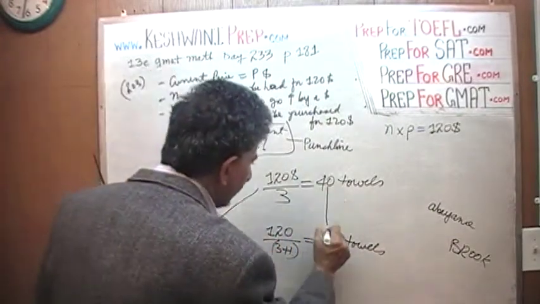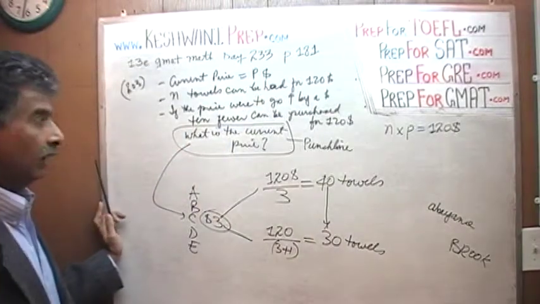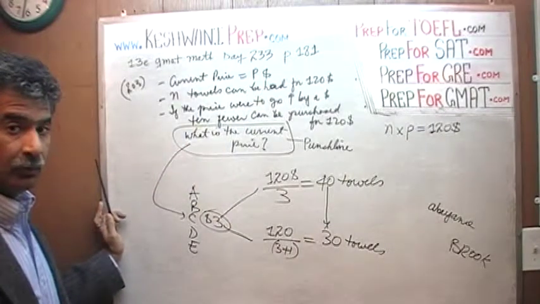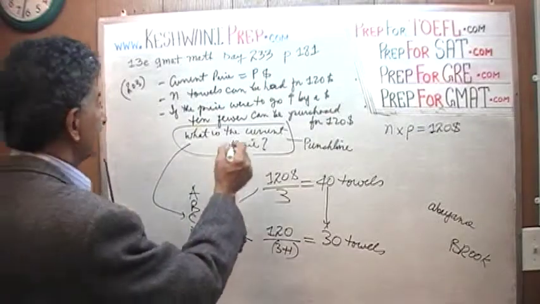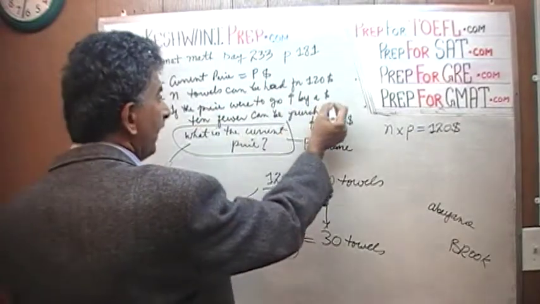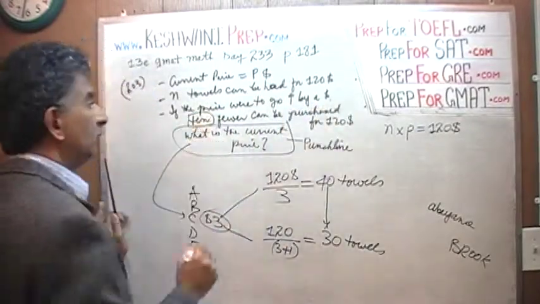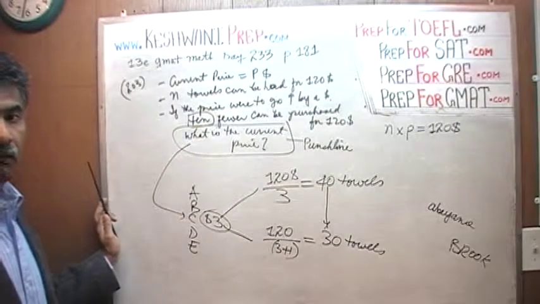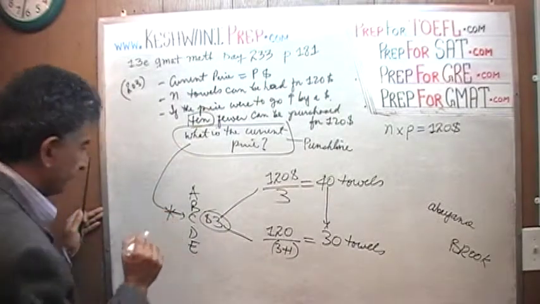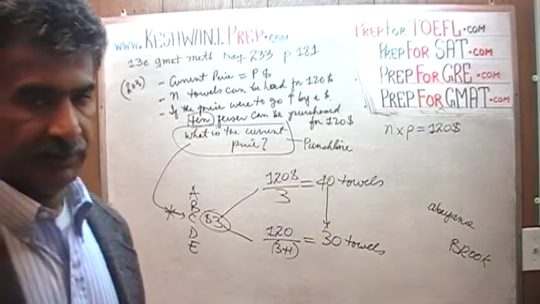How many fewer towels are we buying? 10. How many does the problem say we are? How many fewer does the problem say we are buying? It says if the price were to go up by $1, 10 fewer can be purchased. Voila, bingo! We hit a jackpot in the first try. We just got lucky. But nothing to fret about.